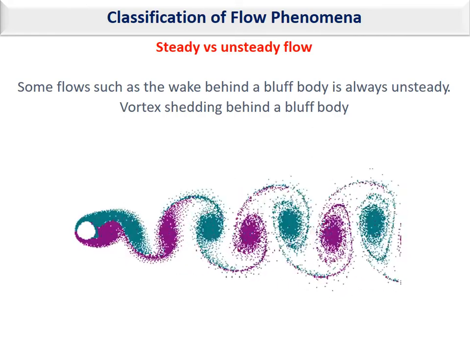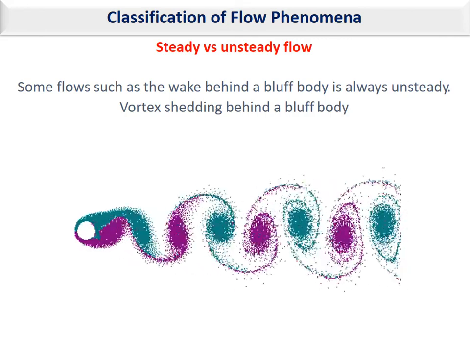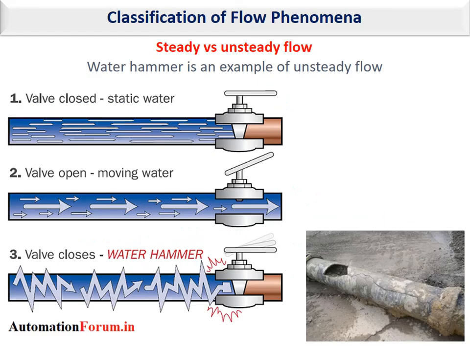So in some flows, the flow is always unsteady. There is no time that you can say that, okay, after passing this time the flow will be steady. No. This is another example for the unsteady flow. For example, water hammer. Water hammer is a bad thing in pipe flows, liquid flows. Actually, there is a water hammer also in steam flow, but that's different. We may discuss that later.